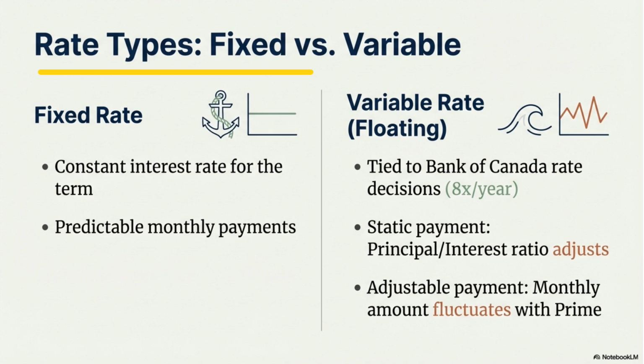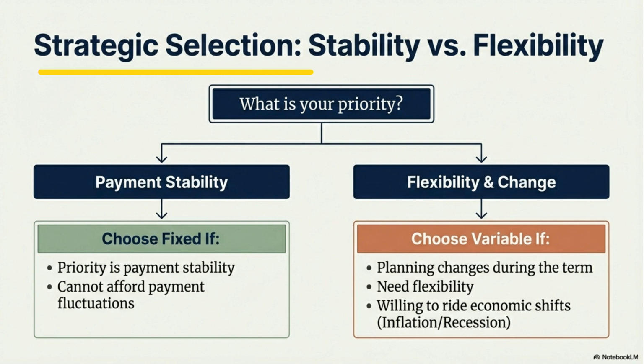For variable rate mortgages, your mortgage payment is either static or adjustable. If static, the amount applied to principal and interest is adjusted, not the payment. Meanwhile, with an adjustable rate mortgage, mortgage payments fluctuate with changes to prime rate, keeping you on your amortization schedule. For investors, this choice directly impacts both monthly cash flow and how flexible your mortgage will be if you plan to refinance later. Do you prefer stability in your payments? Opt for a fixed rate, especially if you can't afford payment fluctuations. Thinking of making changes during your term? Consider a variable rate with its flexibility or a shorter-term fixed rate.